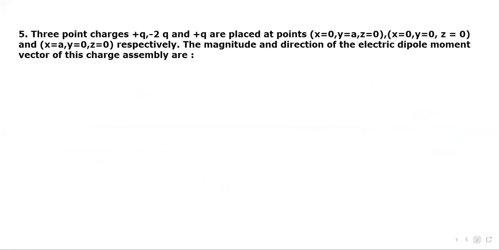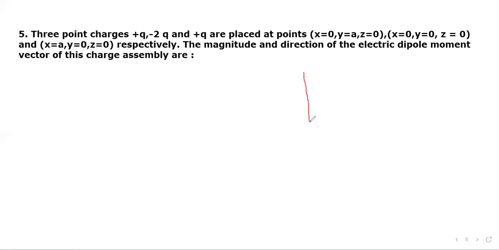Now, let's consider the next question. Three point charges Q, minus 2Q and plus Q are placed at x equal to 0, y equal to a, z equal to 0; x equal to 0, y equal to 0, z equal to 0; and x equal to a, y equal to 0, and z equal to 0 respectively. The magnitude and direction of the electric dipole moment vector of this charge assembly?